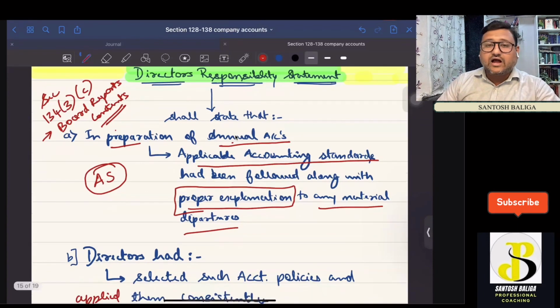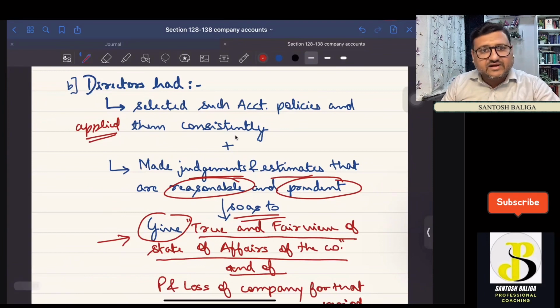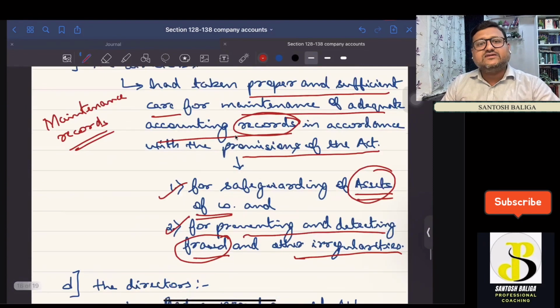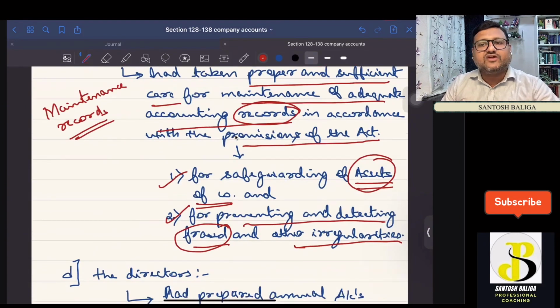Second point says that the accounting policies are selected by the directors and have been applied consistently, and they have made judgments and estimates that are reasonable and prudent so as to give a true and fair view of the state of affairs of the company and the profit and loss of the company for that period. Third point says that the directors had taken proper and sufficient care for the maintenance of adequate accounting records in accordance with the provisions of the Act for safeguarding the assets of the company and for preventing and detecting any kind of fraud or other irregularity.